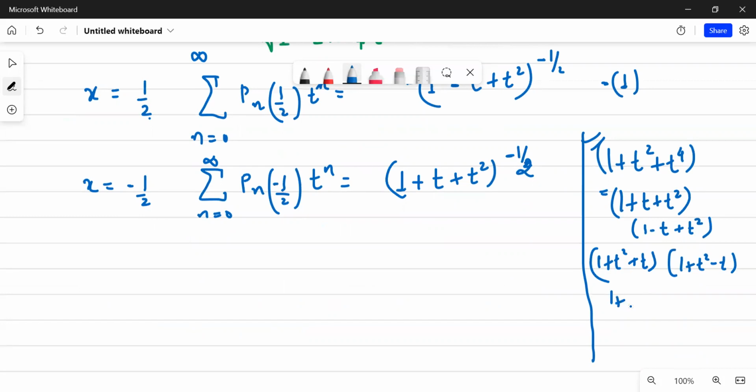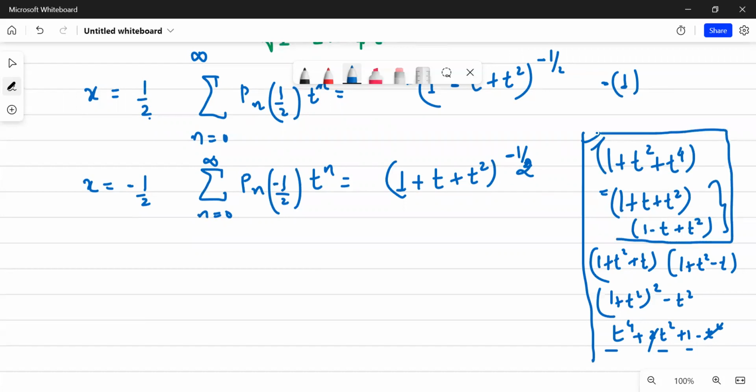So what you'll get? You'll get 1 plus t square का whole square minus t square. इसको expand करो, ये आएगा t की power 4 plus 2t square plus 1 minus t square. ये cancel. You'll get 1 plus t square plus t की power 4. So 1 plus t square plus t की power 4 is equal to this. Is that clear? हाँ या ना, जल्दी बोलो. हाँ, आ गया भैया.